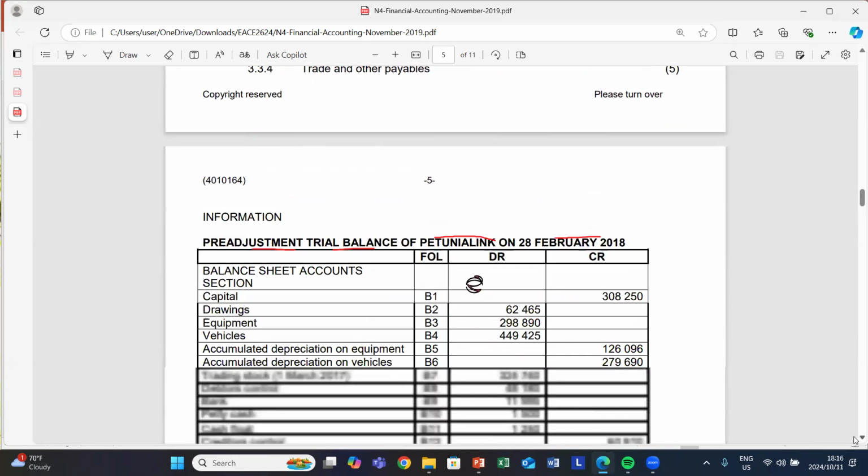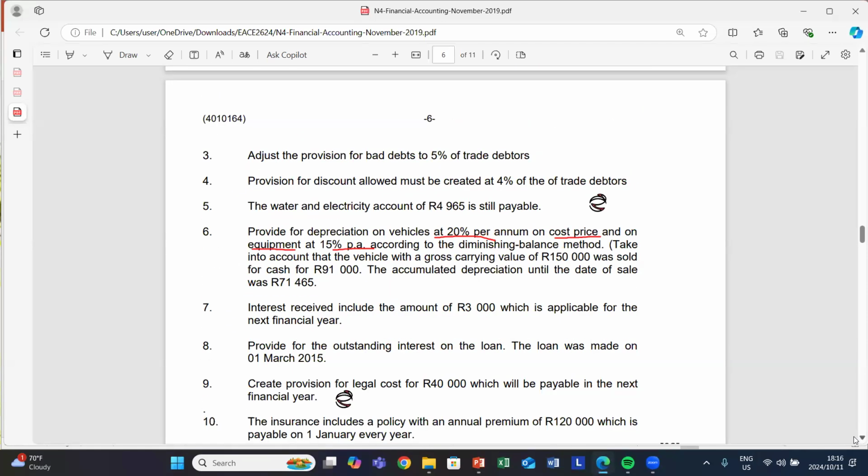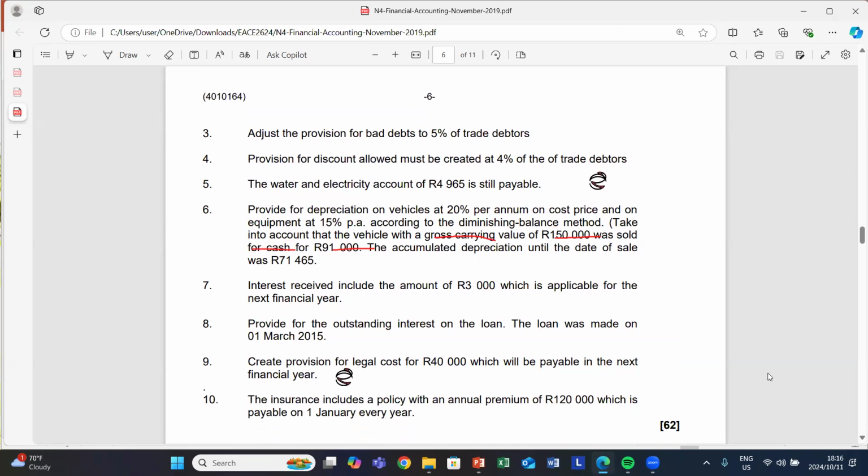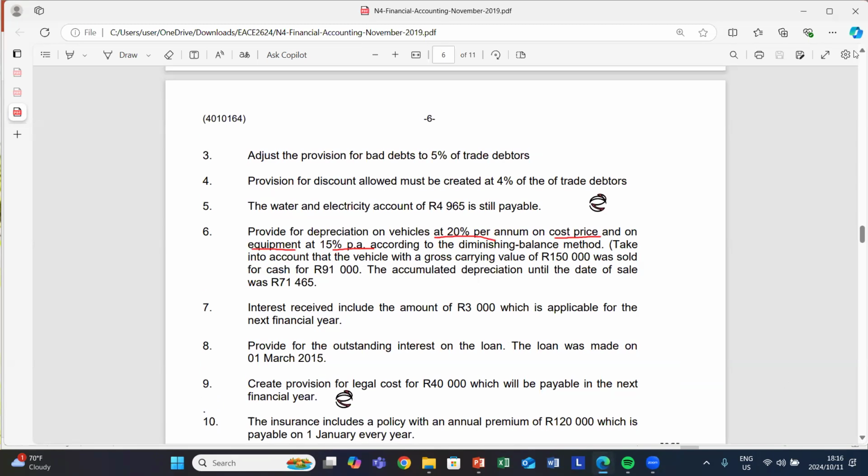Okay, so let's calculate the depreciation there. They did not specify when we sold our asset. Let us read our transaction yet again. They say that take into account that the vehicle with a gross carrying value of 150,000 rand was sold for 91,000 rand, but they did not specify when we actually sold it. The accumulated depreciation until the date of sale was 71,465. Let's start by calculating the depreciation of equipment.